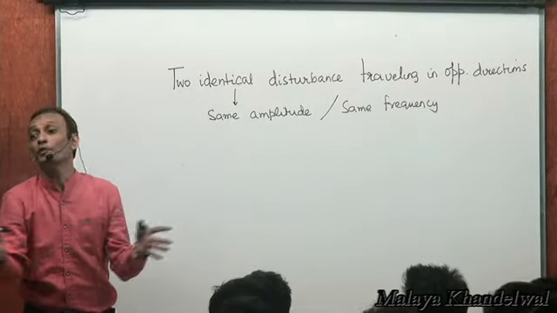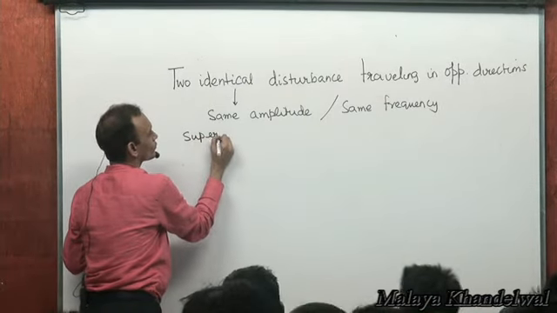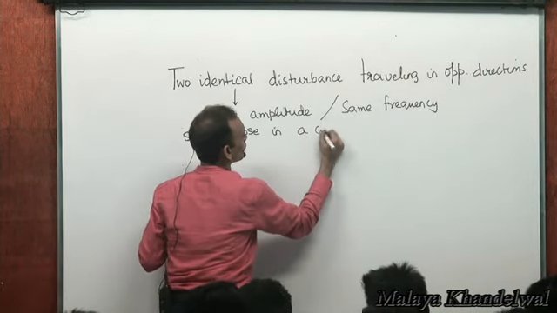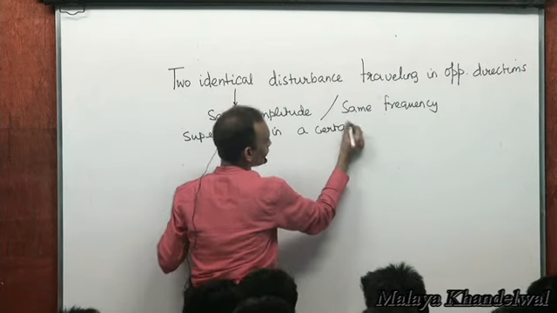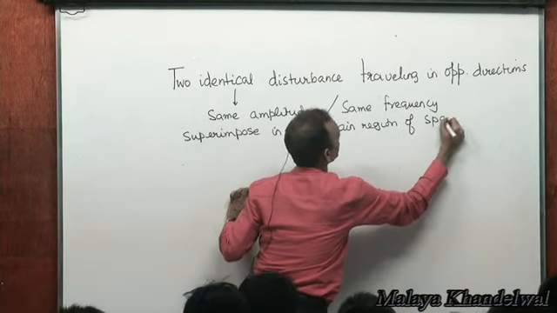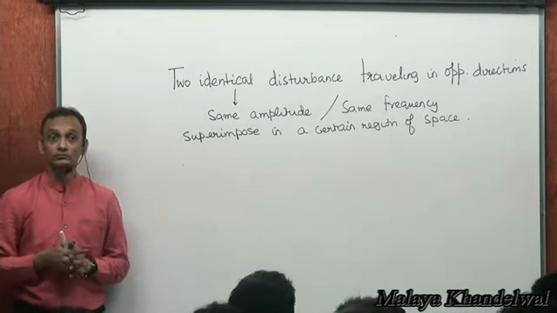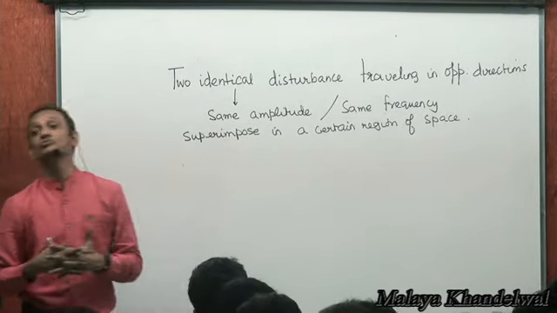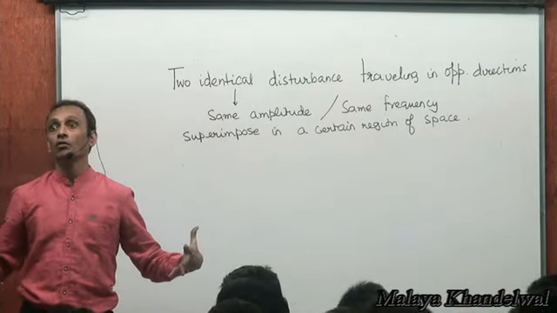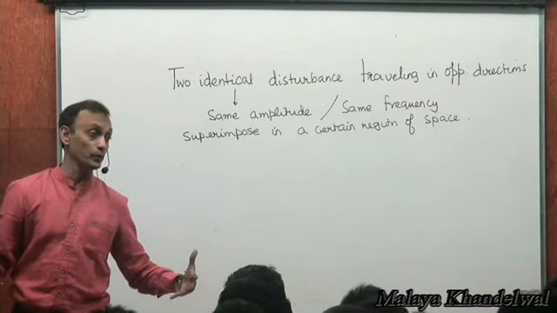Let's say they superimpose in a certain region of space. We would next try and understand the characteristic motion of particles in the region in which they have superimposed.